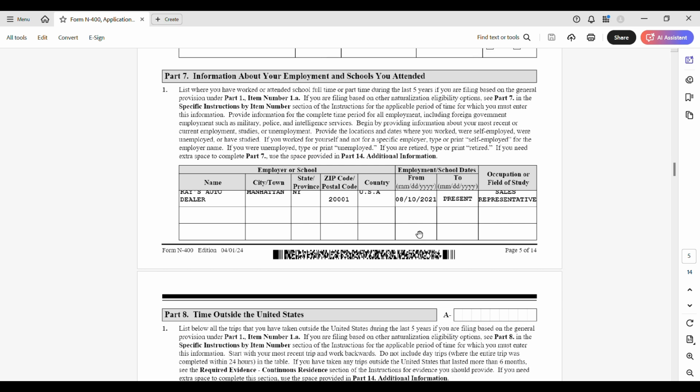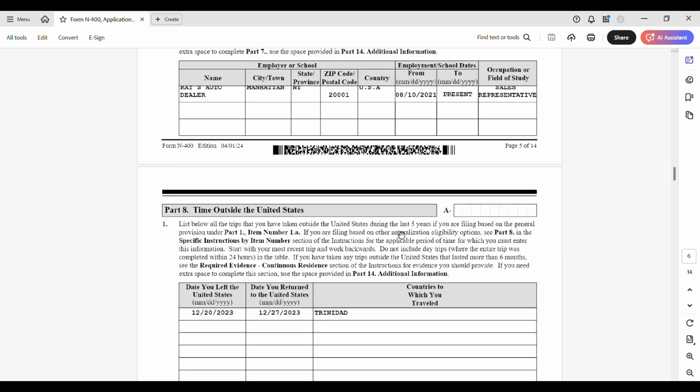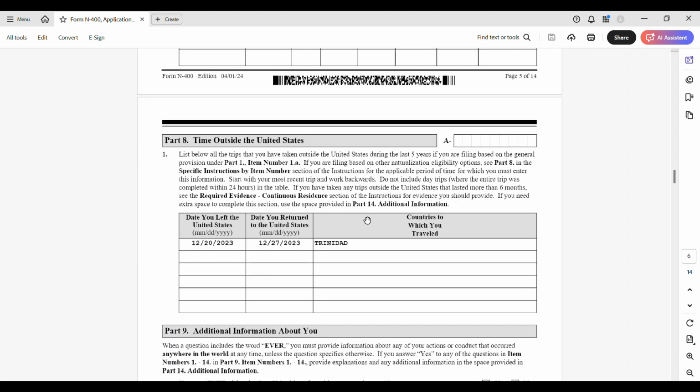We're moving on to Part 8, time outside of the United States. List below all the trips you have taken outside the United States during, so in our case, it would be during the last 3 years. If you are filing, so they tell you 5 years based on the category under which you are filing. So in our case, we are listing for the last 3 years.